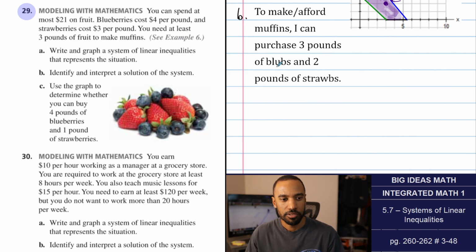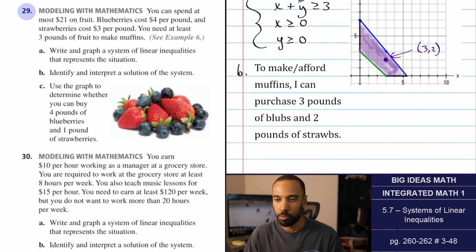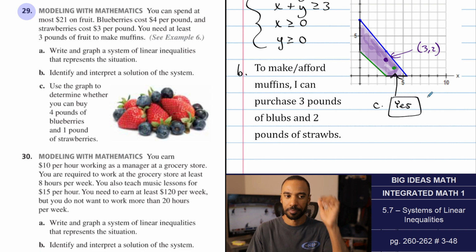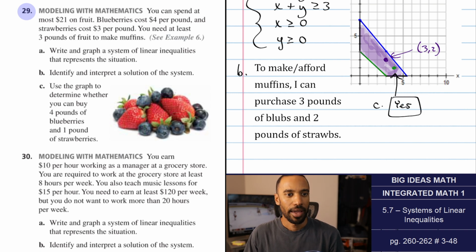Part C, use the graph to determine whether you can buy 4 pounds of blueberries and 1 pound of strawberries. So just using the graph on part C, here's 4, here's 1. Yes, that also works. So part C, totally good. Yes, it's in the overlapping shaded region. We're all good. All right, that's it for that one.